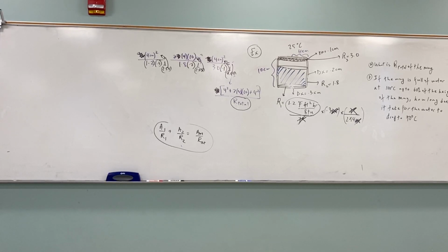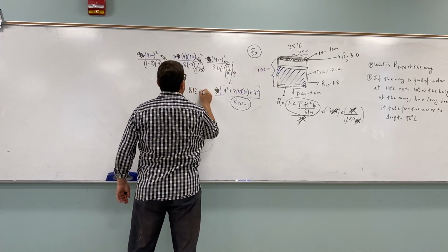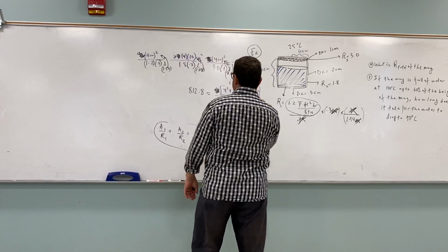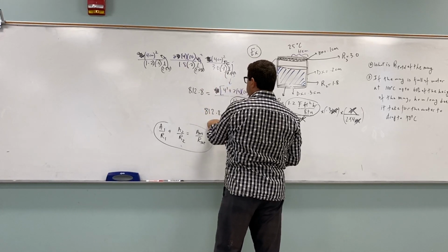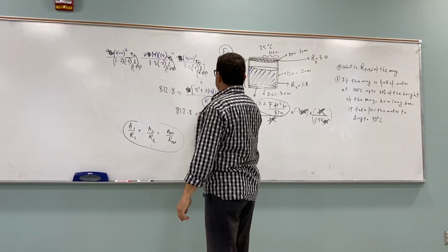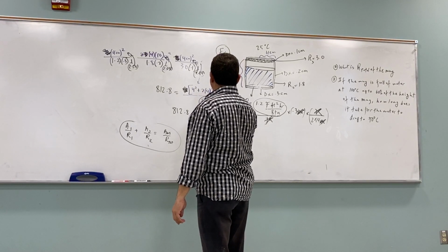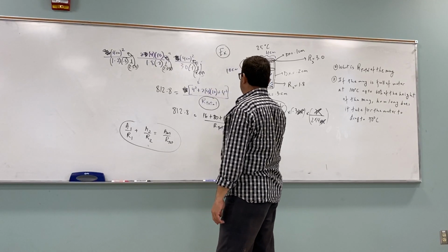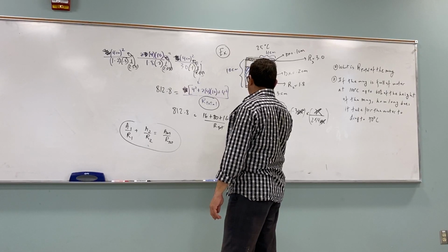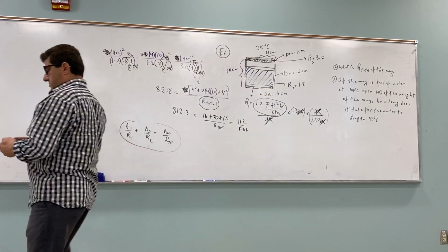So I'm getting 812. This whole thing comes out 812.8 is equal to this guy. So when I include the 2.54, it comes out like that. And then that's going to equal this one, 16 plus 80 plus 16 over R total. So that's going to equal 112 over R total. And then R total is going to be 112 over 812.